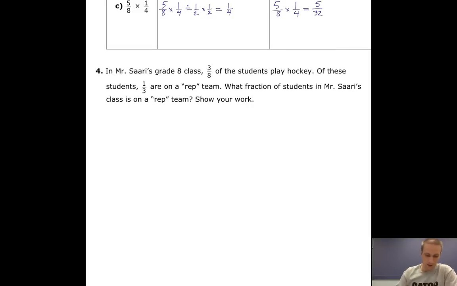So now let's take a look at a problem-solving situation that says that, for number 4, in Mr. Sari's grade 8 class, 3/8 of students play hockey. Of these students, 1/3 are on a rep team. What fraction of the students in Mr. Sari's class are on a rep team? I'm going to show our work. So it is 1/3 of the 3/8. And so we can do some simplification, dividing this by 3 and that by 3. We get 1 times 1 is 1, and 1 times 8 is 8. And so the answer is 1/8.